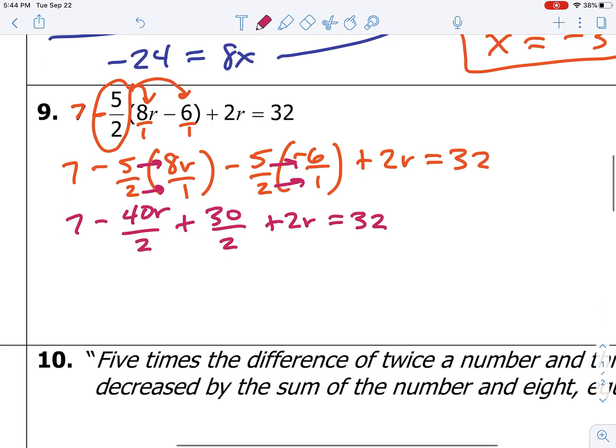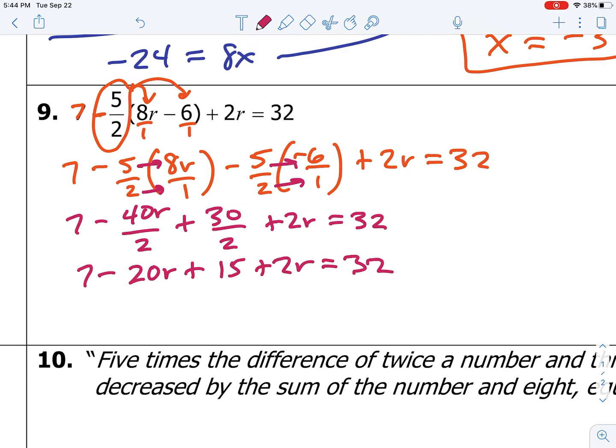From here, let's simplify our fractions to make our lives a little bit easier. We have 7 minus 20, excuse me, I do that sometimes, give you the answer when I'm trying to ask a question. 40r divided by 2 is 20r. What is 30 divided by 2? 15 plus 2r equals 32.